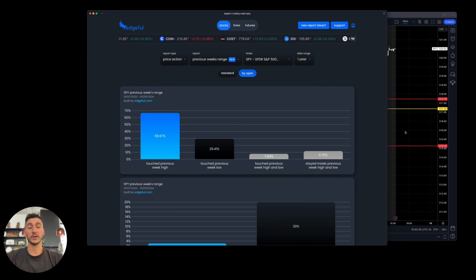So what that means is once we go up to touch the previous week's high, we should not expect it to come back down to touch the previous week's low. So you don't want to be very bearish and target the other side of that range because historically you're not going to get there. Or you can sell spreads or sell options below the previous week's low because historically it's not going to get there. So overall, very quick overview of the price action report type for options trading.